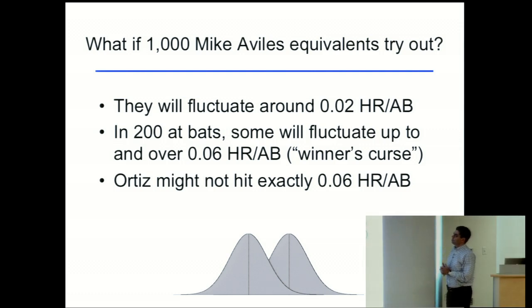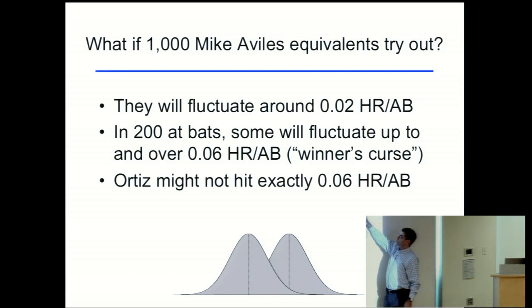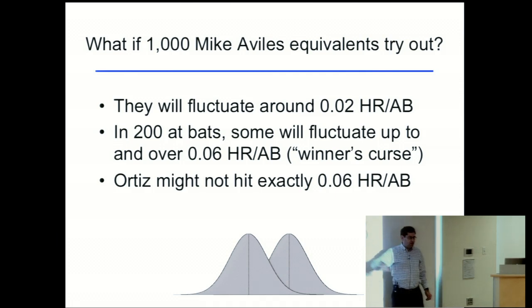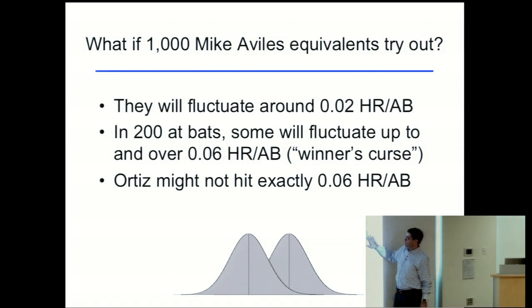So imagine that you're in the situation where it's not just Ortiz versus Aviles, but people hear that there's this sucker who's the Red Sox manager, and there's an opportunity to be the DH of the Red Sox. And so you get 1,000 people who are the equivalent of Mike Aviles to try out. They'll average 0.02 home runs per at-bat, but if you give them 200 at-bats, some of them will get lucky and hit a lot more home runs. Some of them will be unlucky and hit no home runs at all. And they'll fluctuate up to and maybe even over your Ortiz level, which is 0.06 home runs per at-bat.